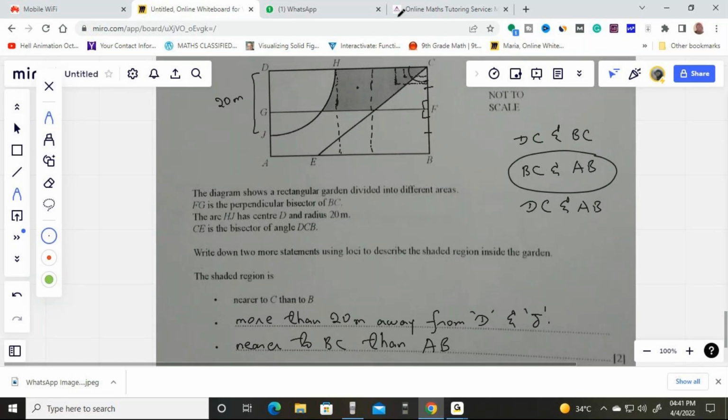Is FG a part of the shaded region? It's the perpendicular bisector. So, is it a part of the shaded region? Yes, because it is not represented by the dotted line, so it is also included. If it is represented by the dotted line, it means FG is not part of the shaded region. If it is represented by the solid line, then it is part of the shaded region.